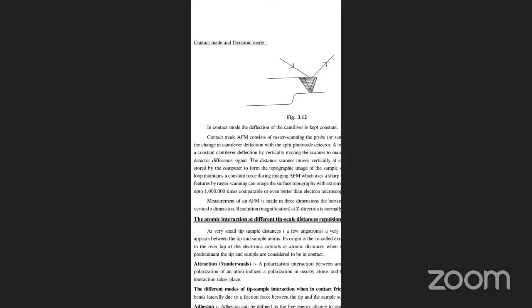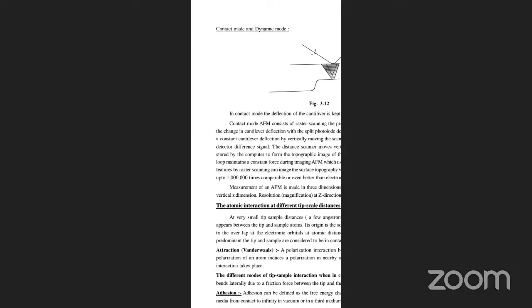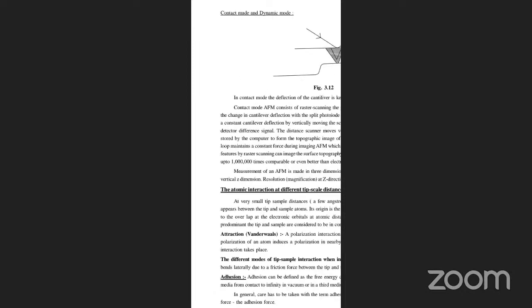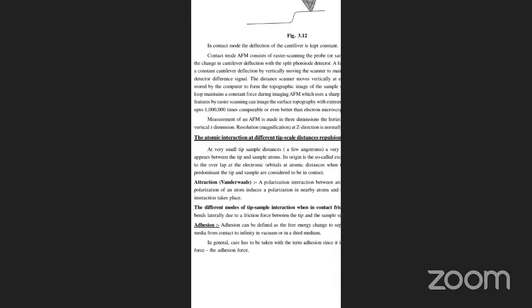This feedback loop maintains a constant force during imaging. AFM, which uses a sharp tip to probe the surface features by raster scanning, can image the surface topography with extremely high magnification, up to 1 lakh times, comparable to or even better than an electron microscope. Measurement of an AFM is made in 3 dimensions: the horizontal XY plane and the vertical Z dimension. Resolution and magnification in the Z direction is normally higher than in the XY plane.